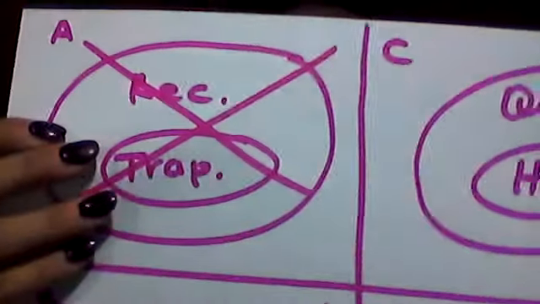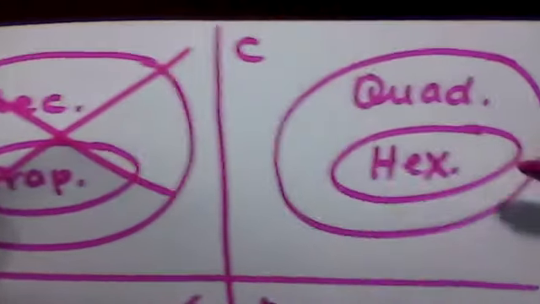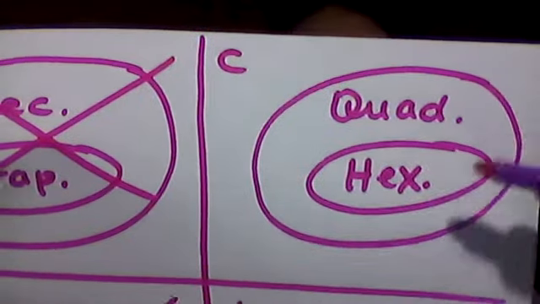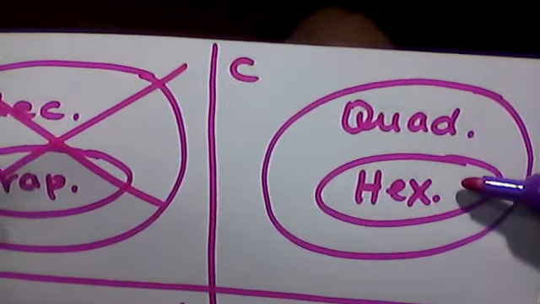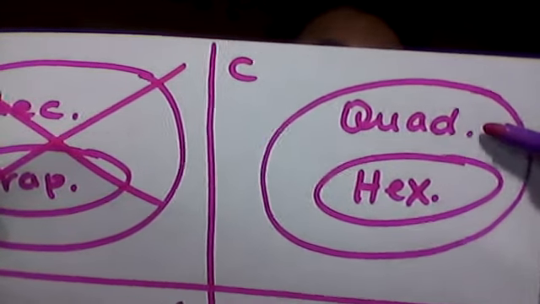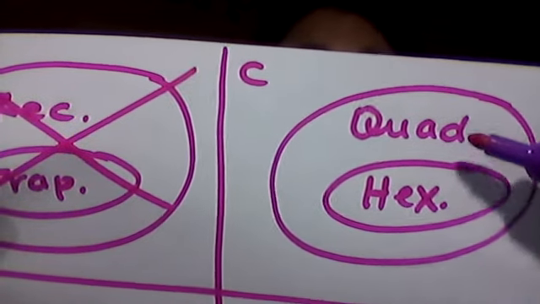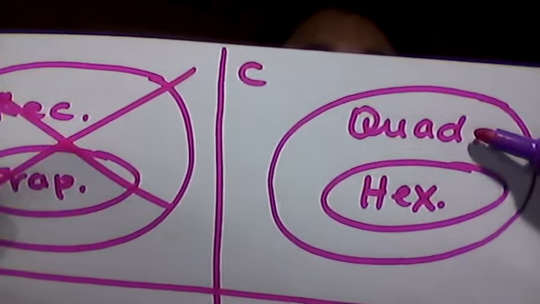Let's look at answer choice C. This is quadrilateral and hexagon. Okay. We know a hexagon is a shape with 6 sides. Hex means 6, and quadrilateral means 4. So they're saying a hexagon is a type of quadrilateral.